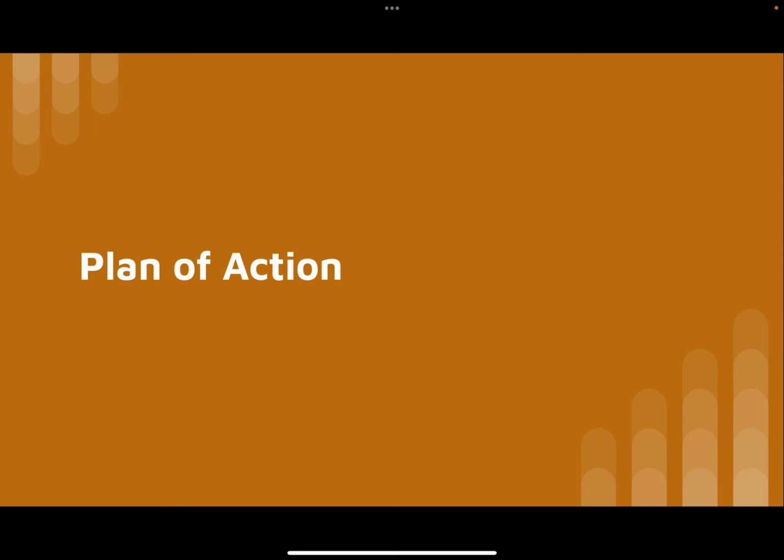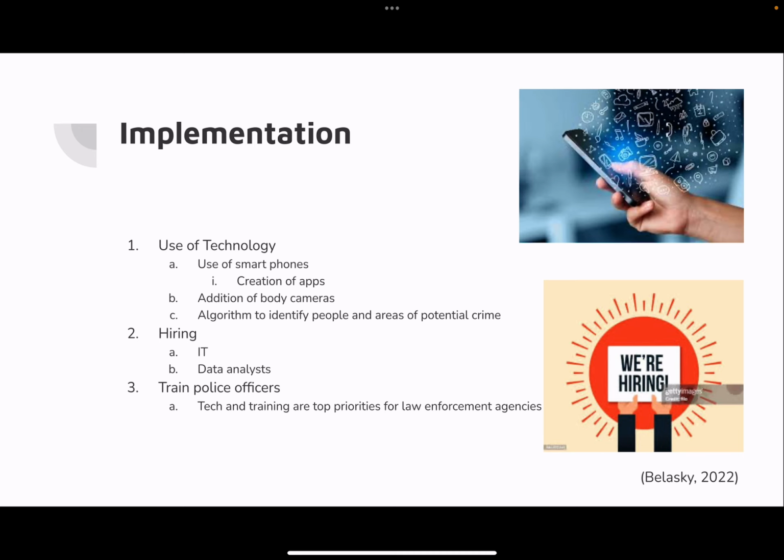So what is the plan of action given what has worked in the past? I recommend implementing technology. As shown in the Netherlands police, smartphones have been really helpful for police. There is the ability to create apps that house all this information and can also report information in real time of what is going on.